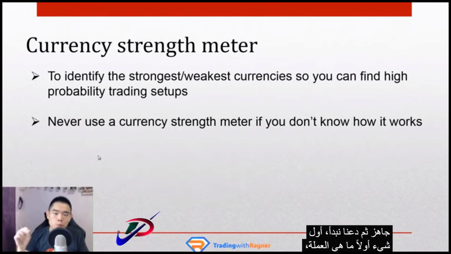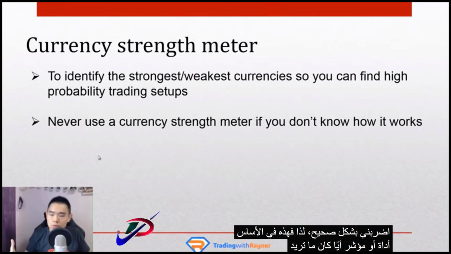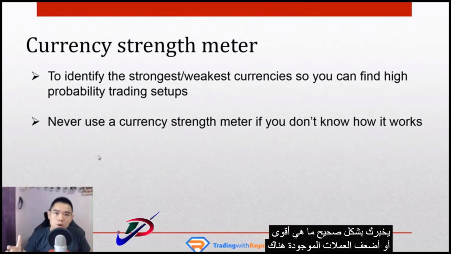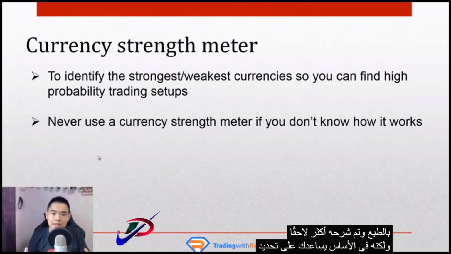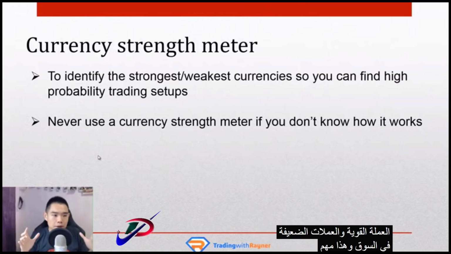So first thing first, what is a currency strength meter? This is basically a tool or an indicator, whatever you want to call it, that tells you which are the strongest or weakest currencies out there, according to the time frame you're trading, of course. I'll explain more later, but basically it helps you identify the strong currencies and the weak currencies in the market. And this is important.